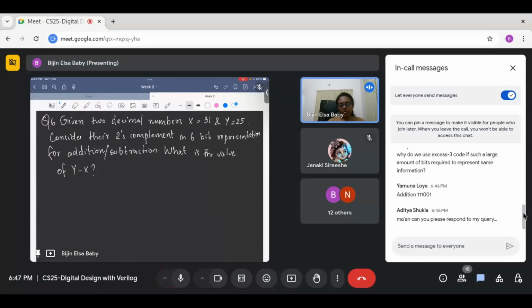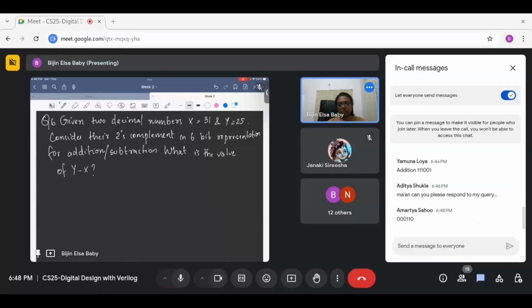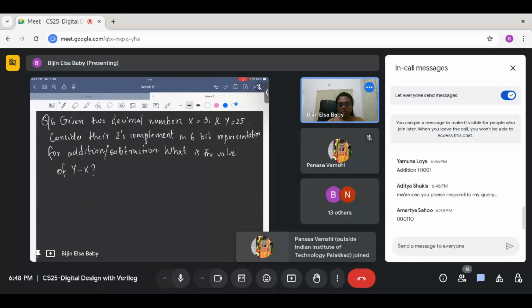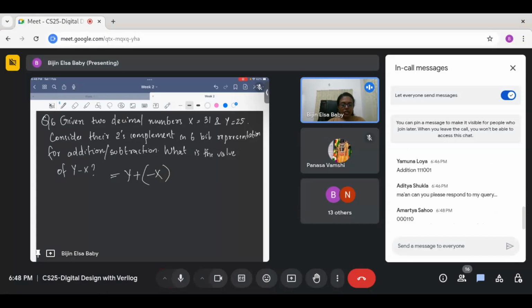So how can you solve this problem? Y minus X. So here you can solve it like Y plus minus X. And for representing the negative number, you can use the 2's complement of the X value. Then you can add it with Y.